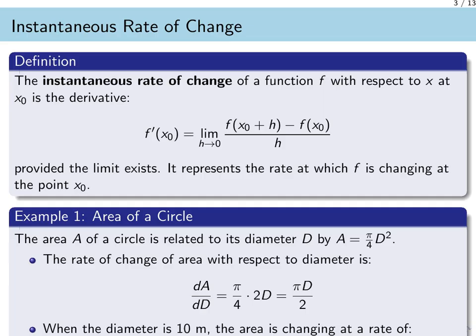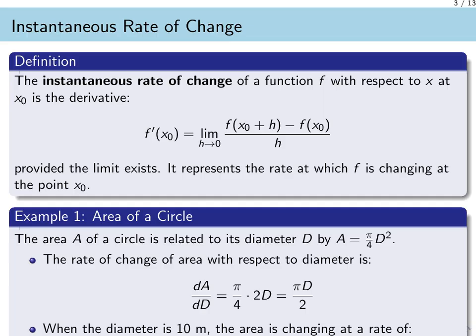We define the instantaneous rate of change of a function f at a point x0 as its derivative, which is the limit of the average rate of change as the interval around that point shrinks to 0. This allows us to find how fast a quantity is changing at one specific value, not just over an interval.